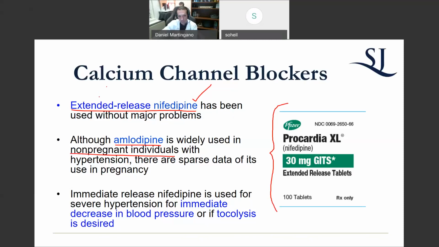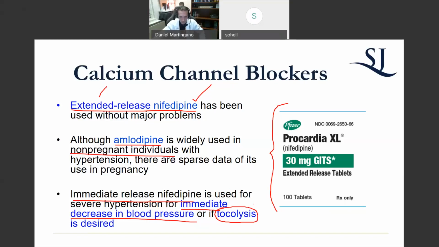The extended release formulation is different from the immediate release medicine, because immediate release nifedipine is used for two purposes. It's used for acute drop in blood pressure, as you would use an IV antihypertensive. So it's a really good choice for patients who have severe range blood pressure that you need to lower immediately, but don't have IV access or have poor IV access. This can work almost like a push. And also in the context of tocolysis in the setting of preterm labor.